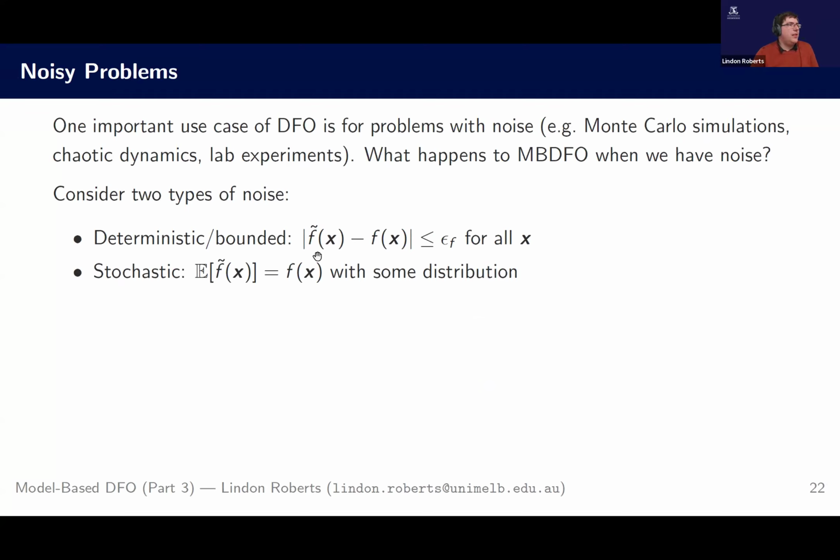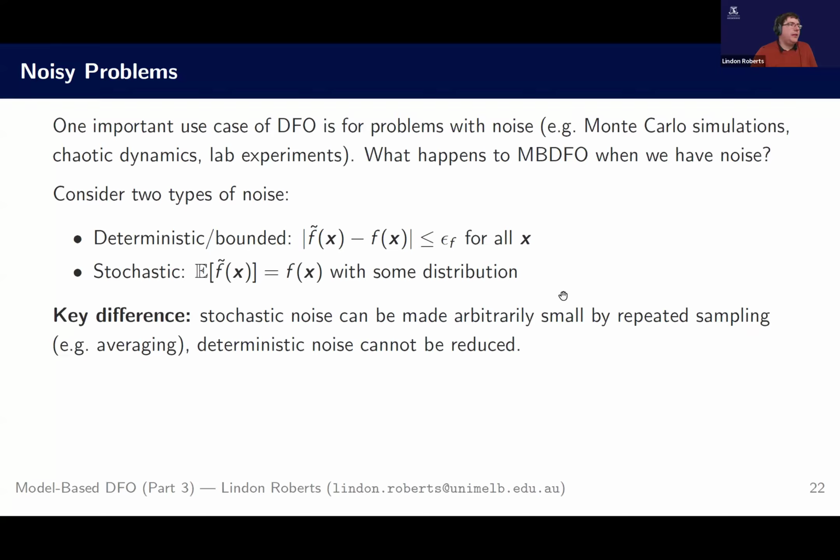The first one is where the noise is uniformly bounded. Instead of having access to the true objective, we only have access to some noisy objective value, f tilde. In this situation, there's some upper bound on our noise. That could be because we have deterministic errors, or it could be because we have stochastic errors. The other thing I'll look at is proper stochastic noise, where our noisy objective values are unbiased, in the sense that the true expected value matches the true objective function, with some information about the distribution of this noise.